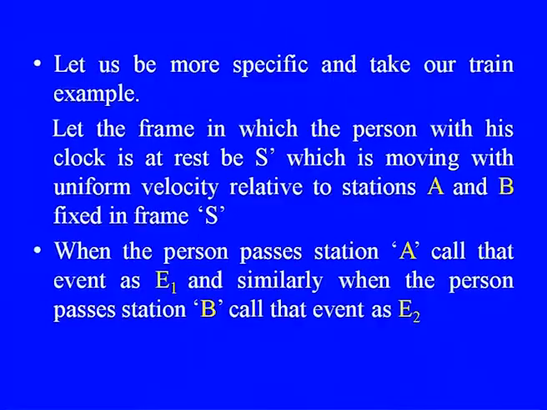If you wish to define these events in terms of our train example, we first define what our S frame and S prime frame are. The frame in which the person with his clock is at rest is the S prime frame. It is moving with a certain uniform velocity relative to stations A and B, which are fixed in frame S. So somebody watching from the station is the S frame, and the person sitting in the train looking at his wristwatch is the S prime frame.